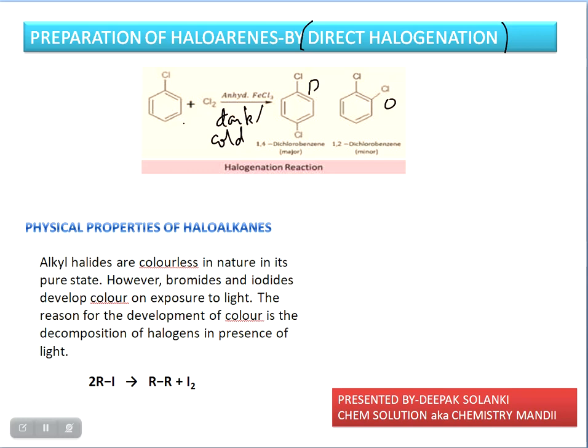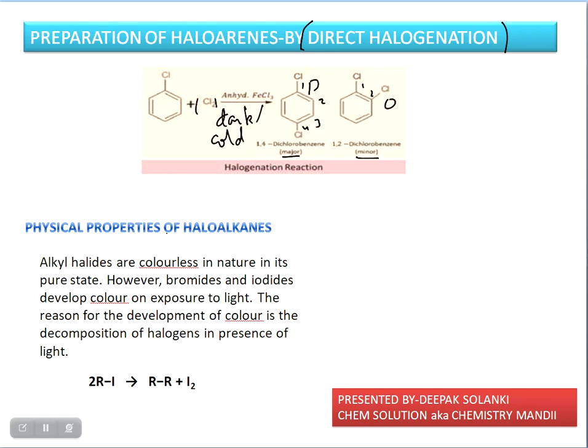So it is chlorobenzene in the presence of Cl2. Two products are forming, para and ortho. Para will be the major product and ortho will be the minor product: 1,4-dichlorobenzene and 1,2-dichlorobenzene. So this is the preparation of haloarene.